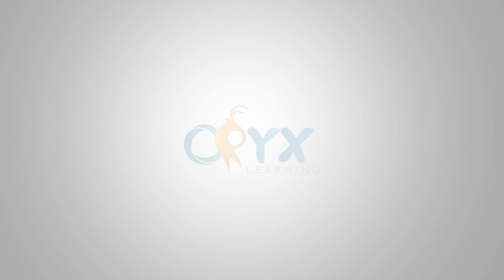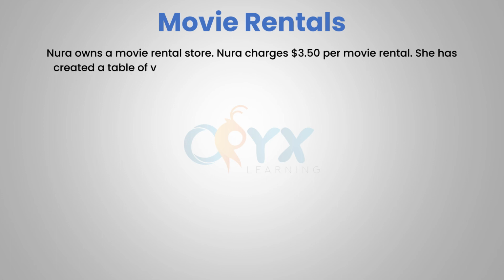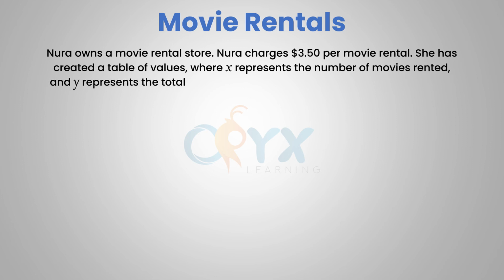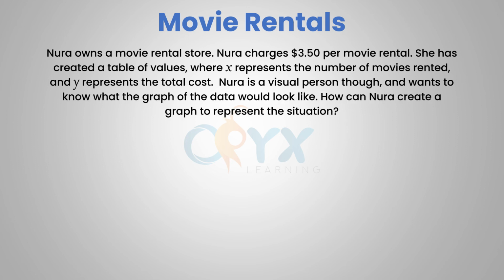Back to Nura. Nura owns a movie rental store. Nura charges $3.50 per movie rental. She has created a table where X represents the number of movies rented and Y represents the total cost. Nura is a visual person, though, and wants to know what the graph of the table would look like. How can Nura create a graph to represent the situation?